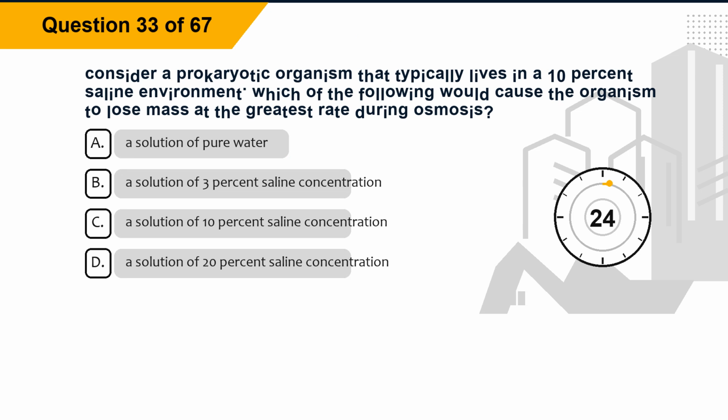Question 33. Consider a prokaryotic organism that typically lives in a 10% saline environment. Which of the following would cause the organism to lose mass at the greatest rate during osmosis? Option A, a solution of pure water. Option B, a solution of 3% saline concentration. Option C, a solution of 10% saline concentration. Option D, a solution of 20% saline concentration.